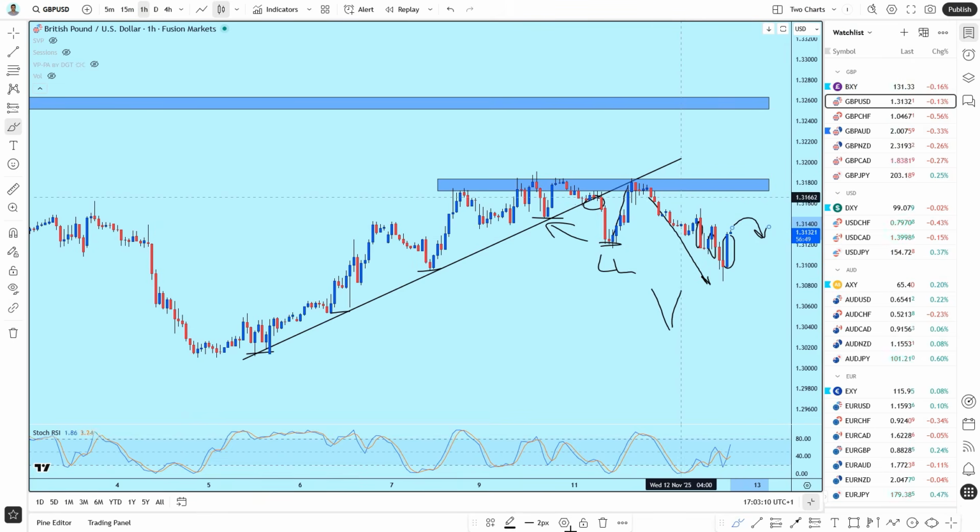Because here, as I said, price failed to break this previous resistance. It formed a new lower low, and also we have this bullish trendline break. So there are some reasons to believe here that price will go down, but at this moment I will definitely not trade. Also we can check a daily time frame.